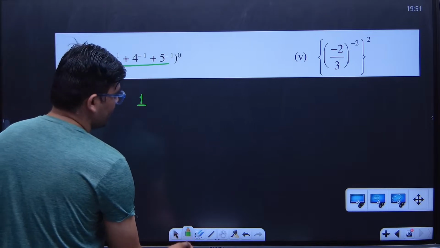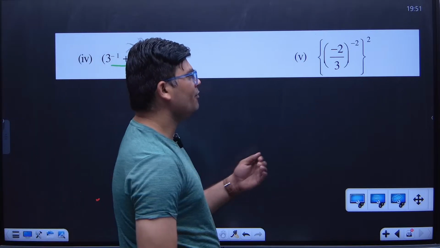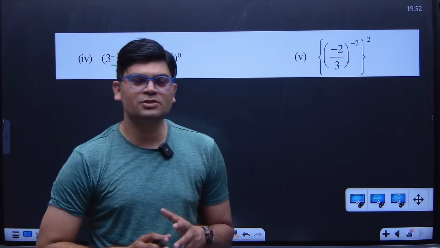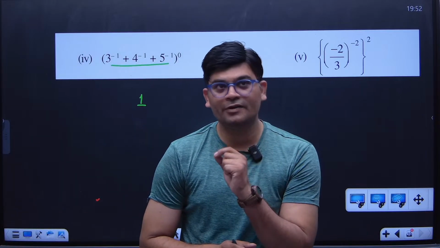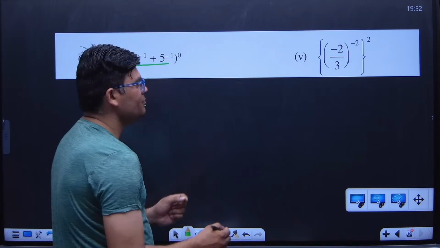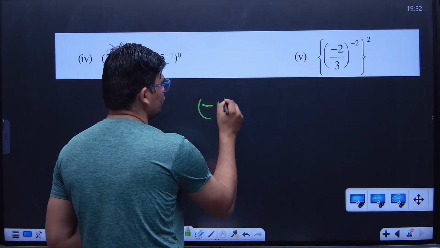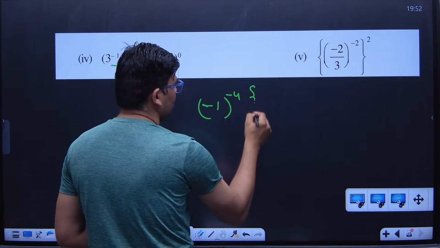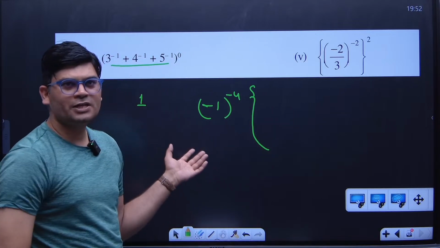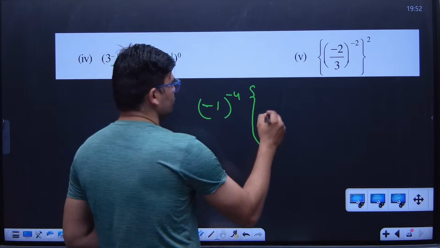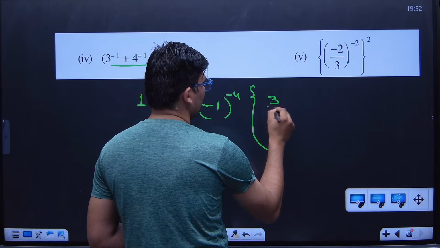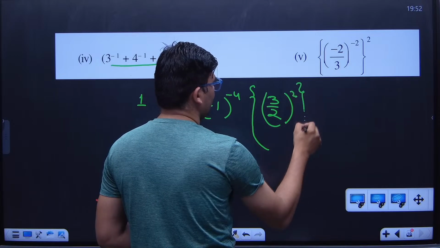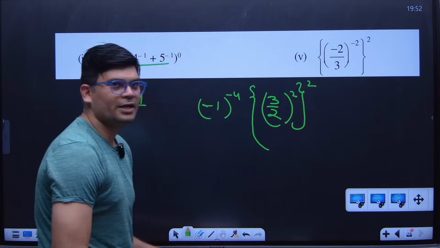Yes. For the second one, it is the power of a power. The first and foremost step that you have to do is take the negative sign out. So you will write minus 1 raised to the power. Minus 2 into minus 2 is how much? Minus 4. Then, if the negative is taken care of, you take the positive. So it will be 3 by 2 raised to the power 2 raised to the power 4. Did you get that?